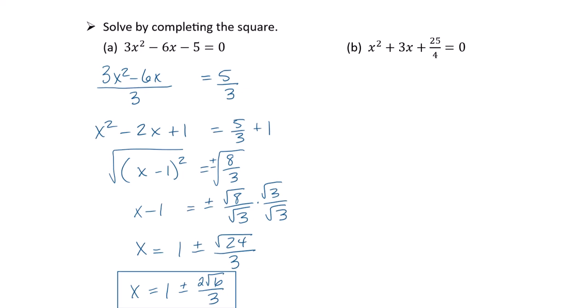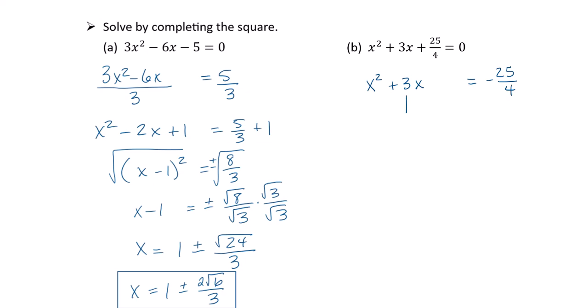For b, I have x squared plus 3x plus 25 over 4 equals 0. Now, my leading coefficient is 1, so I don't have to divide both sides to start this problem off. Isolate the variables as usual by subtracting 25 fourths from both sides.